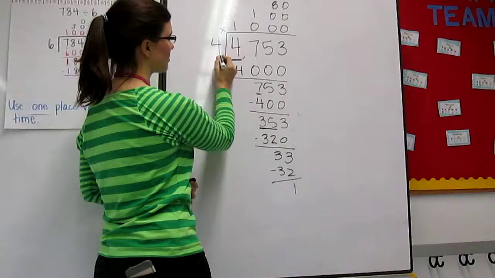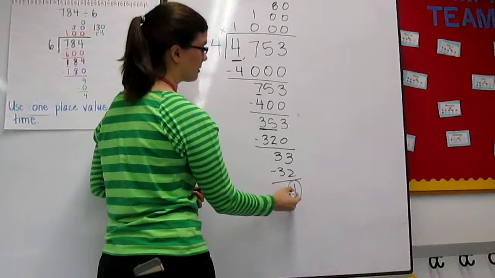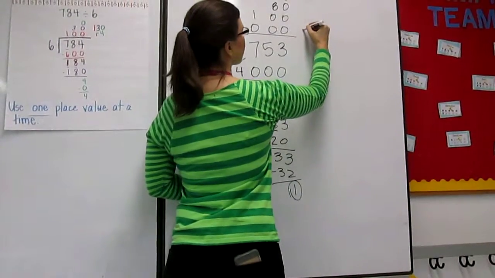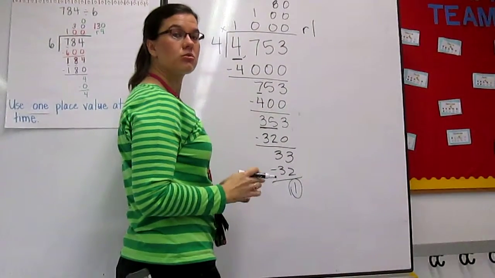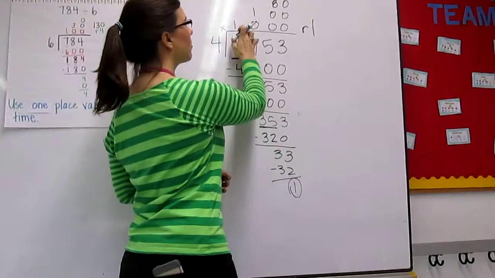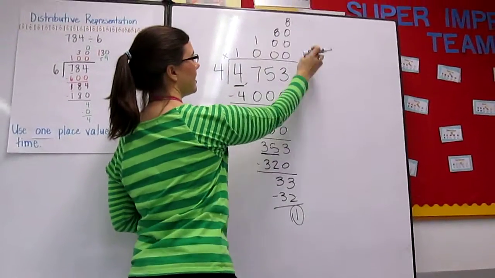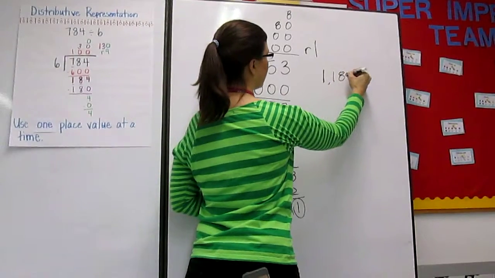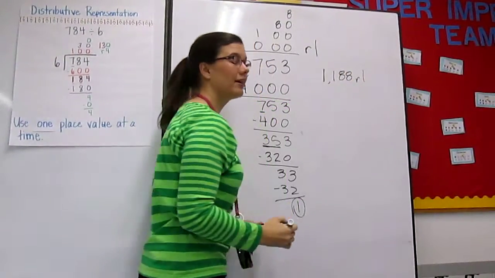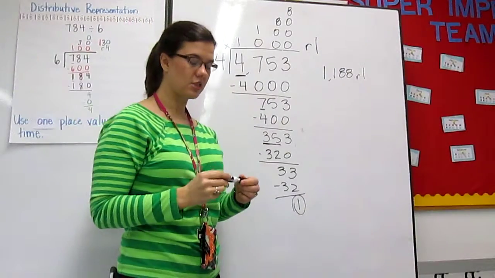Since my dividend is smaller than my divisor, this becomes my remainder. And you can see that my answer, my quotient, is really easily and nicely set up. 1,188, remainder 1. And that's the distributive representation model.